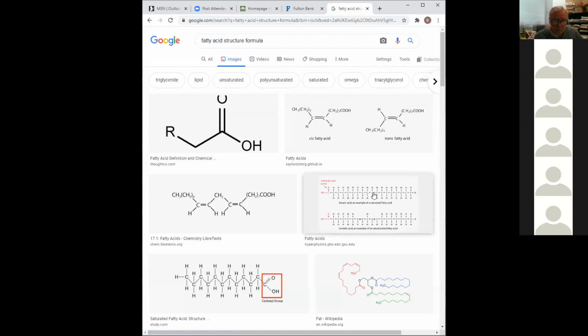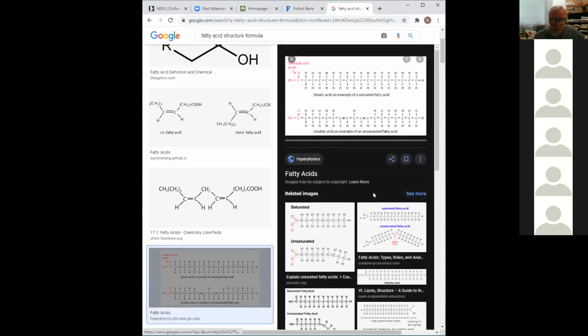Fatty acids. There's a couple of fatty acids. They're long strings of carbon and hydrogen. They're hydrocarbons. And the question is, why is it called a fatty acid? Well, for one thing, it's acidic because it has this carboxyl group at the end here. And we know that carboxyl is an acidic group. So there's the acid part.